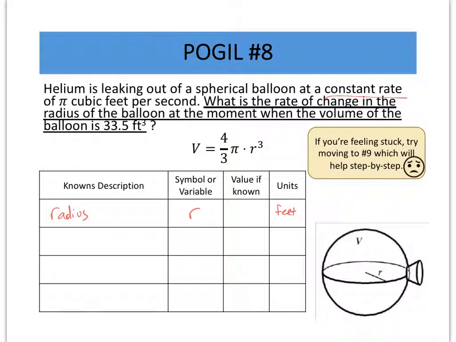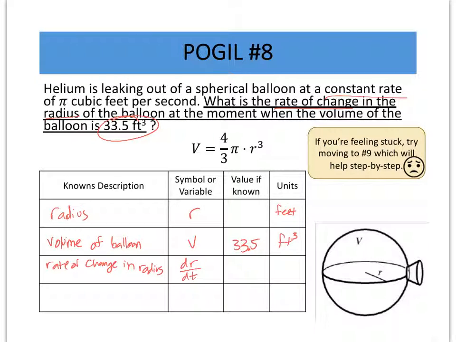We know the volume, I suppose. The volume of the balloon is something that's changing. Volume of balloon, and it is going to have a volume of 33.5 feet cubed. And we're told that up above, 33.5 feet cubed. And I know that I need the rate of change in the radius. So I know that I need dr/dt. And so to get that, I'm probably going to take, so this is the rate of change in the radius.